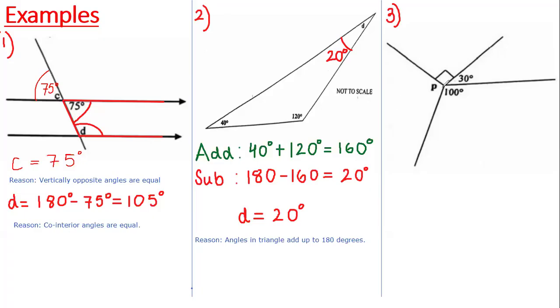I got 140. How did you do it? I added all of the angles and I subtracted it from 360. Why 360? Because angles around a point add up to 360 degrees. There we go. Say one more time for us, Andrew. Angles around a point add up to 360 degrees.